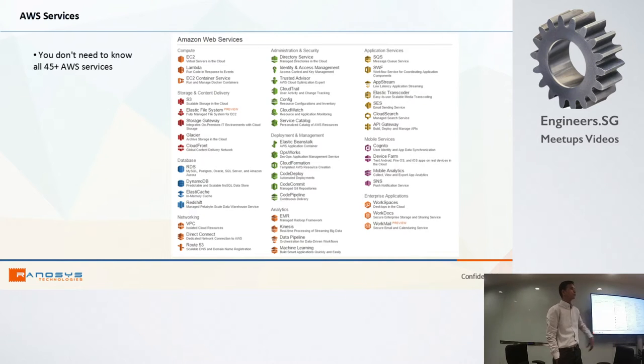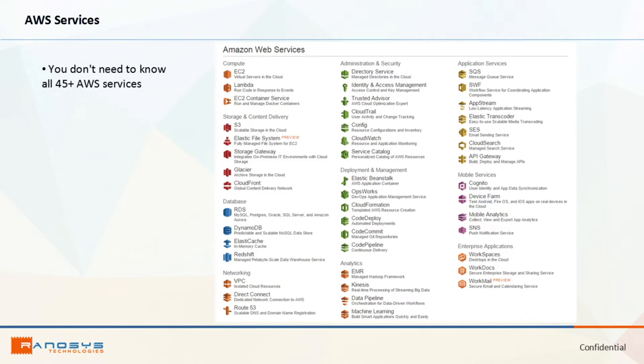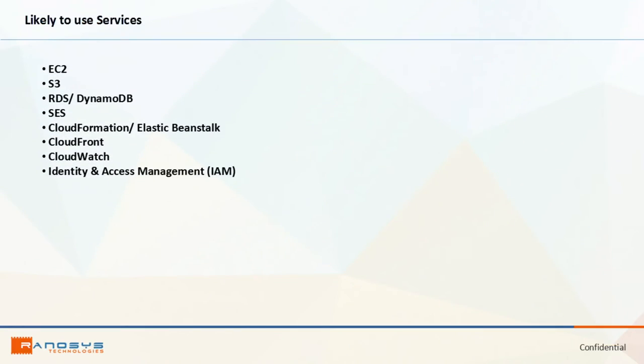So moving straight, these are the services. I just took a snapshot yesterday. More than 45 services Amazon has already launched. But to deploy a PHP application, you do not need to know all of them. Only a few services you may need: from the server side EC2, for storage you use S3, for database you use RDS. Let's see the list of likely services you generally use to deploy a PHP application.